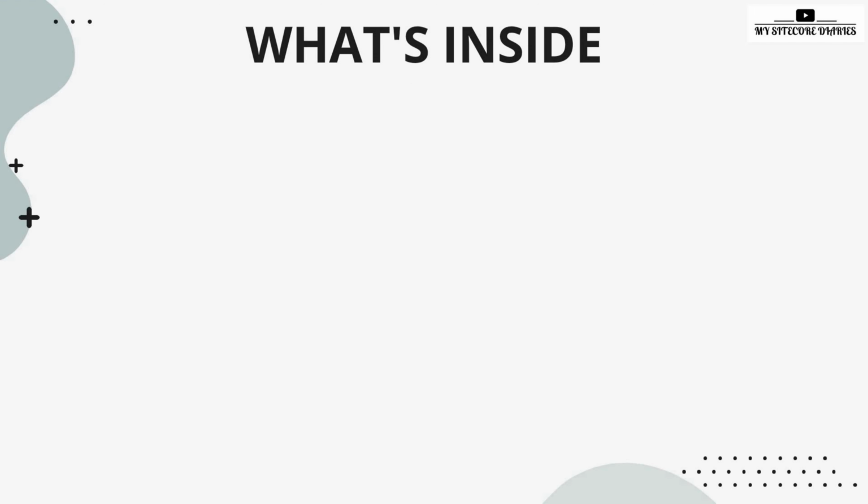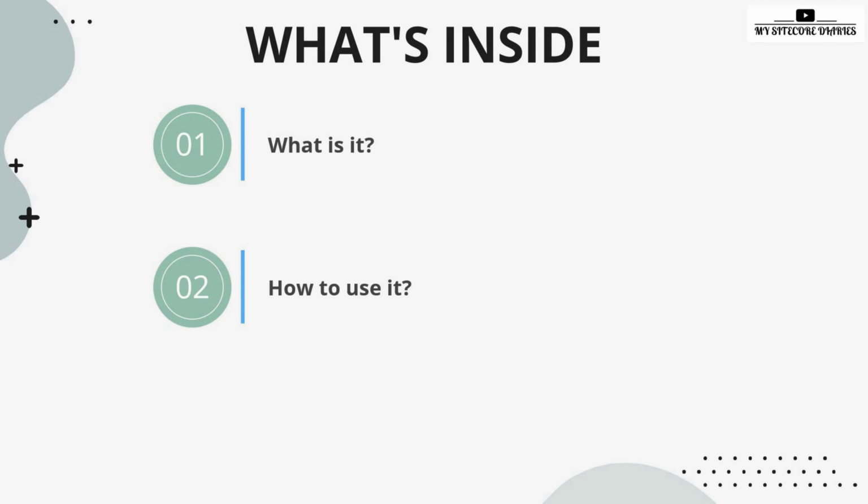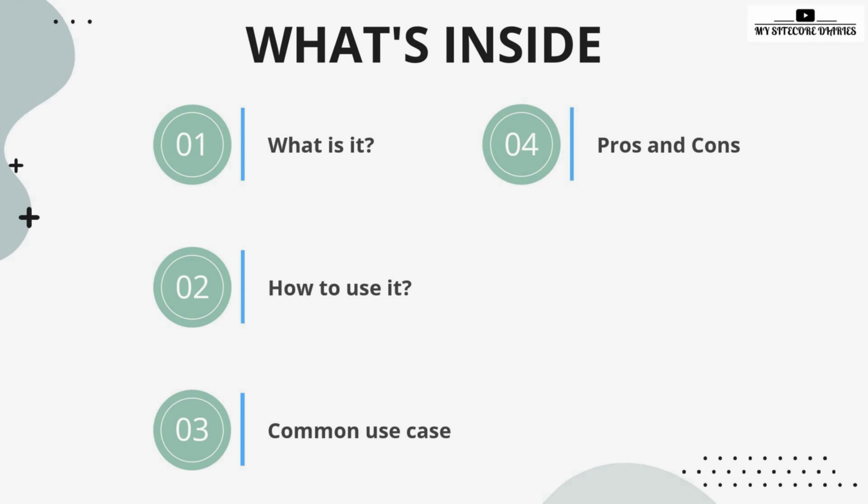So let's see what's inside. We'll follow the same pattern we used for the singleton pattern and the factory method pattern. We will see what the observer pattern is, how to use it in C#. We'll have a demo, then we will see the common use cases, then pros and cons, and at the end we will see why it is called an observer.